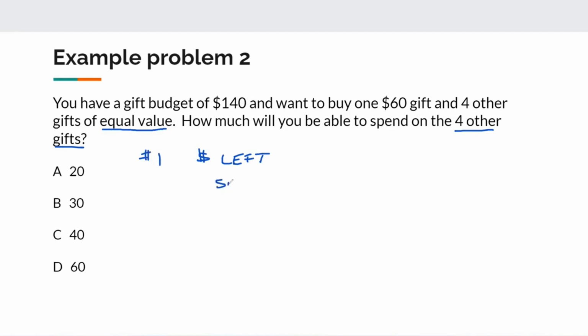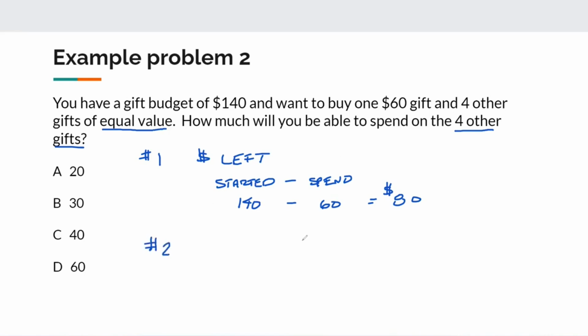So we started with 140. We are going to subtract what we spend on the first gift, $60. So we have $80 left to spend on those other 4 gifts. Step number 1.